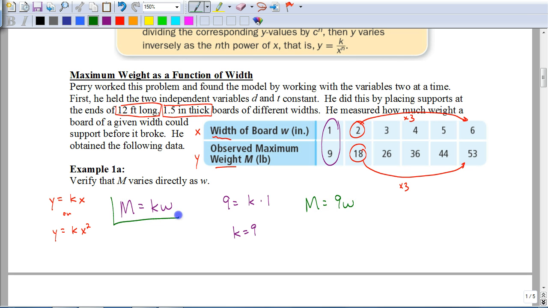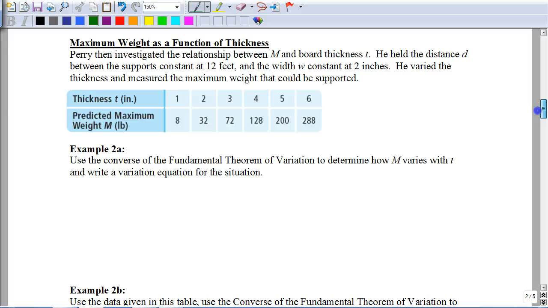But I want to go back to this. What this means then, what we just found, is that the maximum weight that the board can hold is directly proportional to the width of the board. That's how we would phrase it. Now you want to remember that, because we're going to come back to this at the very end. Because our goal again is to come up with one formula that's going to combine all of these general equations into one. Let's go to the next part.